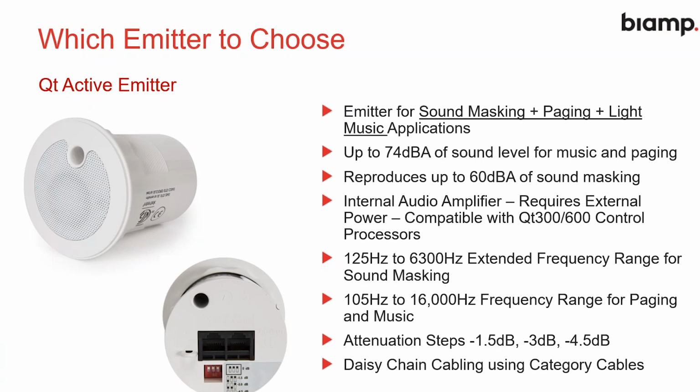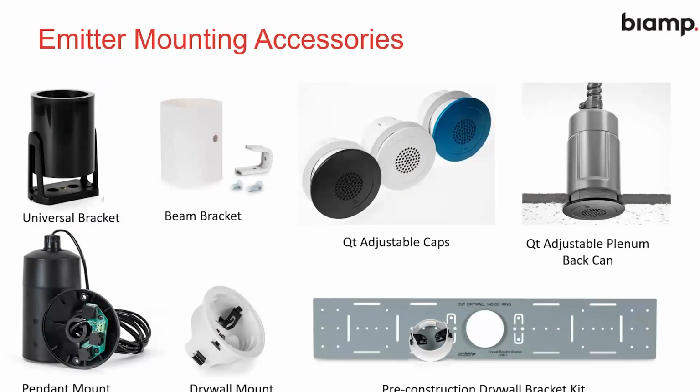The emitters are all the same width, approximately 90 millimeters, and they fit into a standard ceiling tile. If there is no ceiling tile to use, we have this range of brackets. The most common one is the universal bracket, which can go straight on the ceiling structure and point down. We also have the pendant mount for suspending in free air, and the drywall mount. The adjustable plenum back can and the drywall kit we don't tend to see a lot of in our region, however they are available.